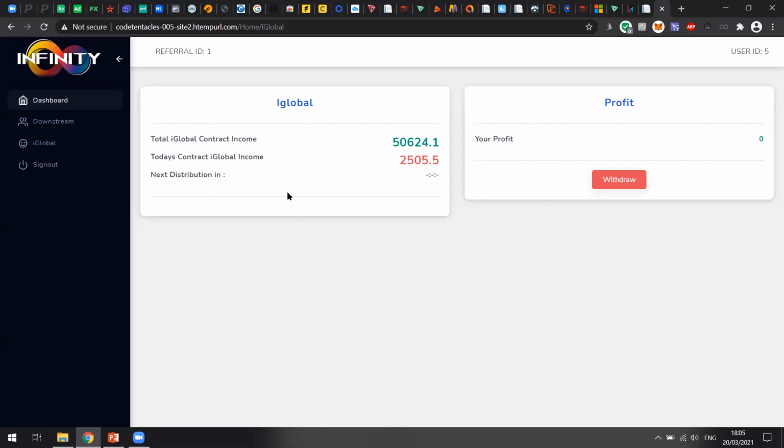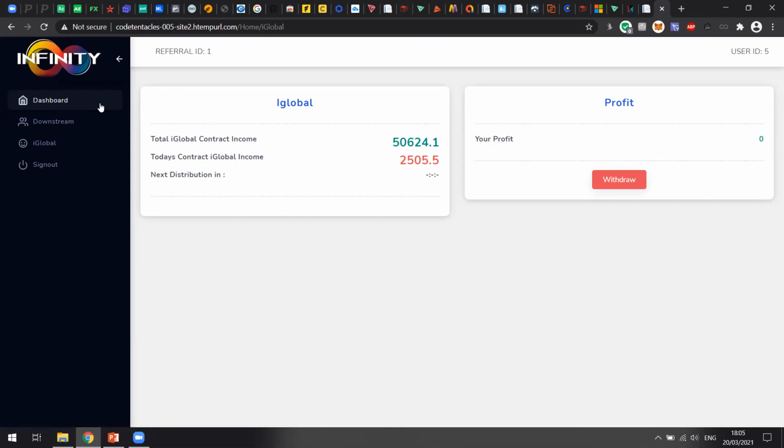These are the main points to check actually. Level 1 earnings, level 2 earnings, level 3, 4, 5 earnings if they got, and also whenever I withdraw or you withdraw from the iGlobal, how much the transaction fees cost. These are the points to check now. If all this is happening fine, we are going to go and try.